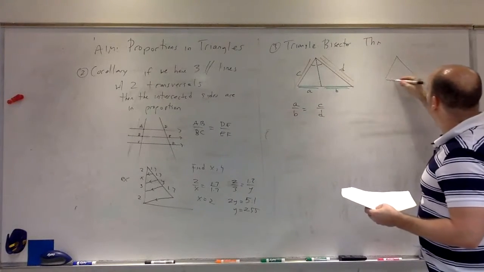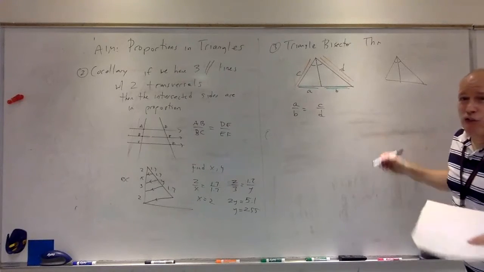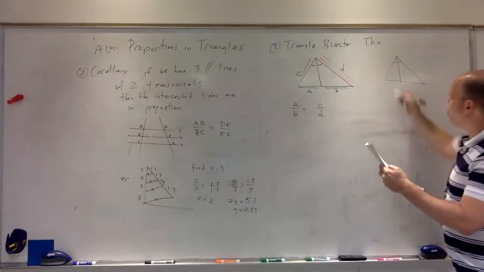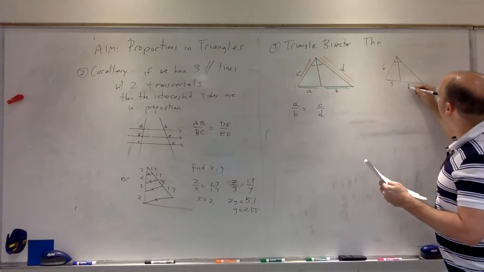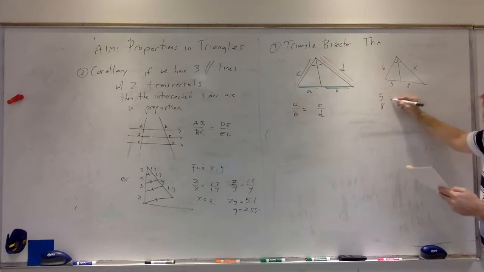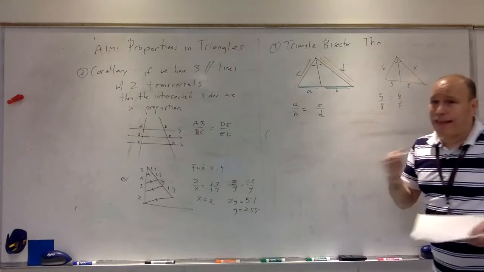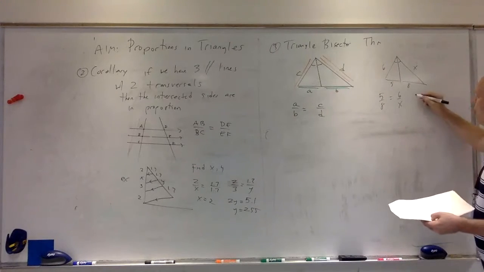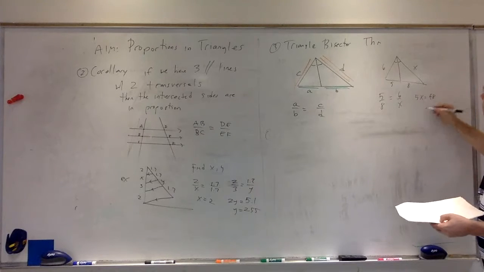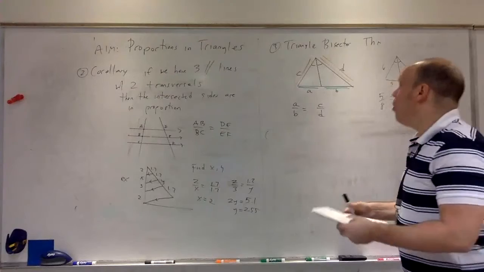So if we have an example here, and I give you a triangle, and I tell you that I drew an angle bisector, and I give you the sides, 6, 5, 8, x, you can simply write 5 is to 8 as 6 is to x. I think that's awesome. So what is it? 5x equals 48. x equals, let's see, is it 8, 9? 9.6. That's cool.